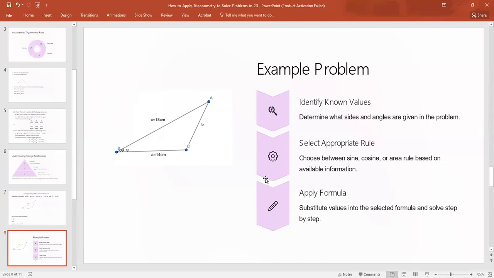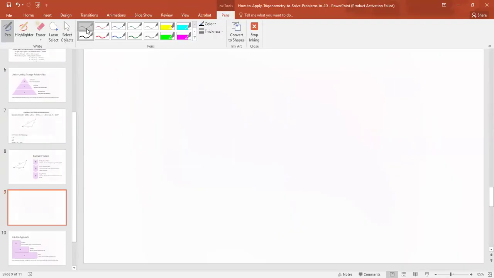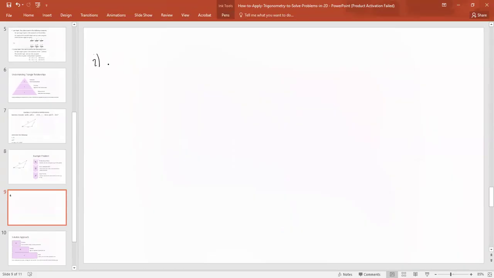So when you know now the appropriate rule to use, you have to apply the formula correctly. So we are going to go through all the steps to solve the question given to us in this example. So remember, the first question that we have to solve is to determine the side B.